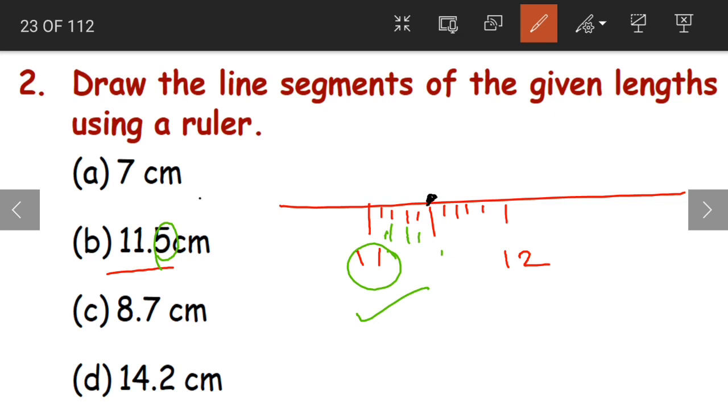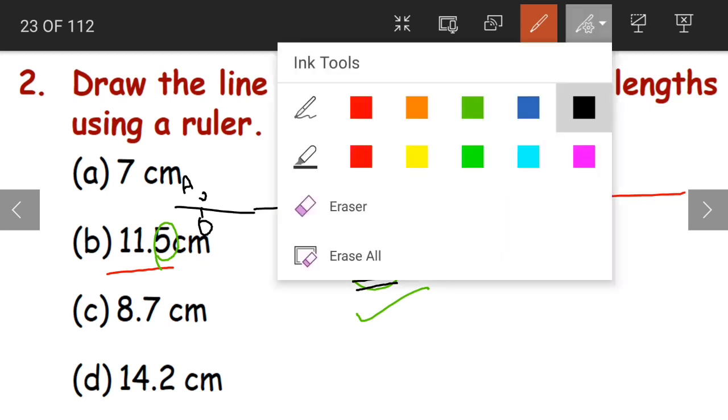So one end point will be at 0 centimeters as usual. It will be the same for all the line segments. The first point will always be marked at 0 centimeters. Now that will be point A. Now this point B we are marking here. That is nothing but 11.5 centimeters, after 11 centimeters at the fifth line.